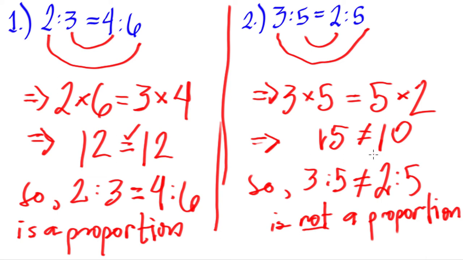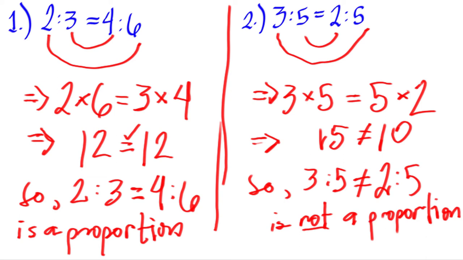Or simply we can imagine this in simple division. So 3 divided by 5 is not equal to 2 divided by 5. It's very clear because they have the same denominators. So they are never equal. That cannot be.